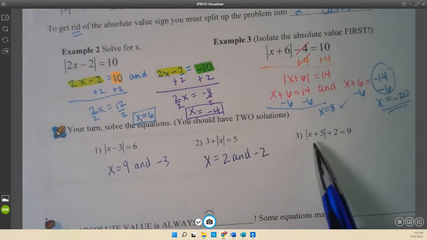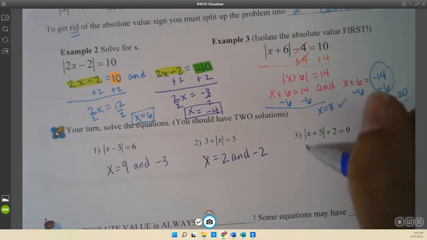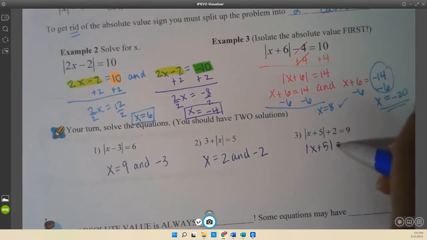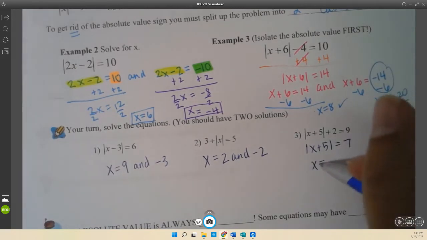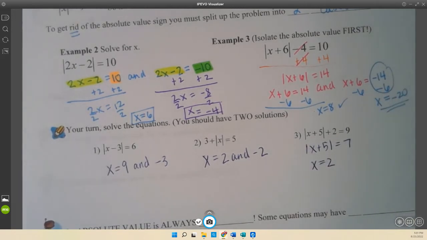And then isolating the absolute value tells you the absolute value needs to be the number 7. And so x could be 2 and that would give me a +7. And then x could be -12 and that would give me a -7. So yay!